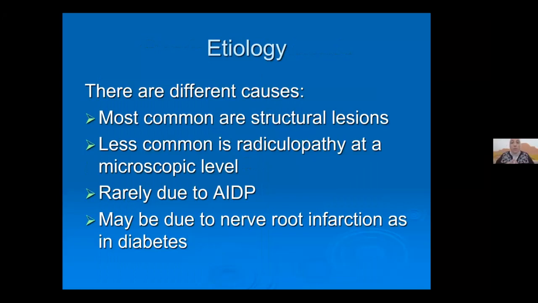What can cause radiculopathy? The most common causes are structural lesions, as we said: disc herniation, degenerative changes, bony impingements. Less common is radiculopathy at a microscopic level: infarctions, infiltrations, rarely due to CIDP, Guillain-Barré syndrome. Nerve root infarction can occur in cases of diabetes. It's not uncommon, it's something frequently encountered.